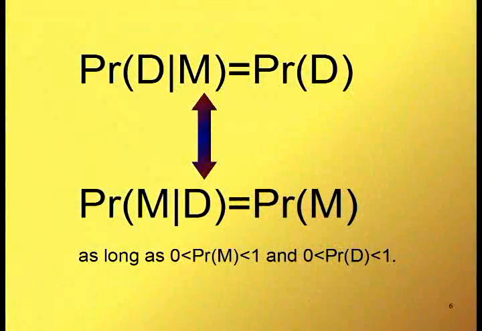The point with irrelevant data is that it doesn't change the model probabilities. The posterior probability is equal to the probability prior to the data. Probability of M given D is the probability of M, as long as your model probabilities are not 0 or 1. Only irrelevant data has this property. Again, the opposite of irrelevant data, evidence, is data that does change model probabilities.